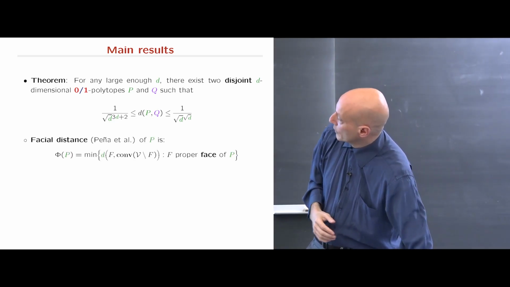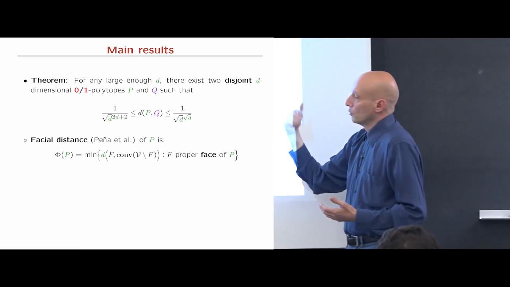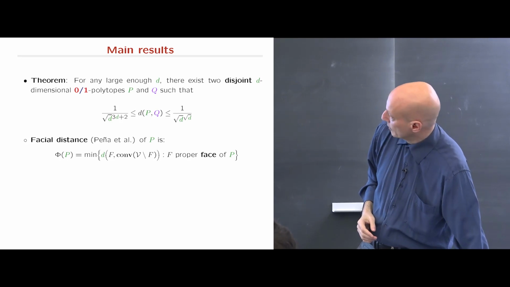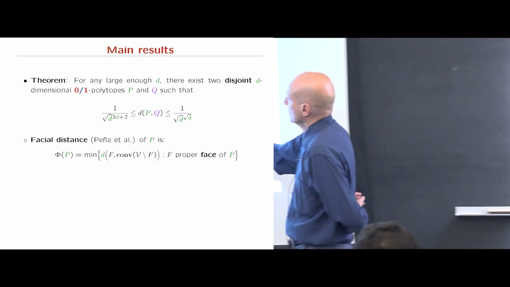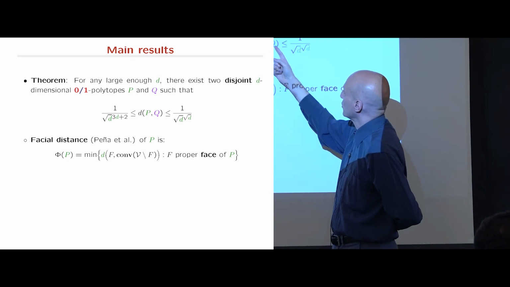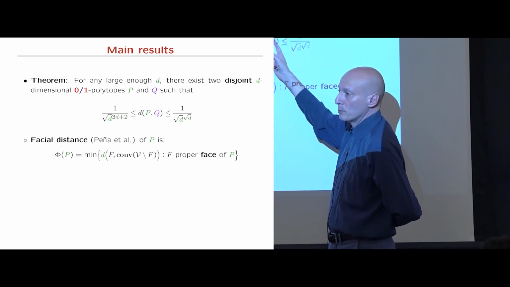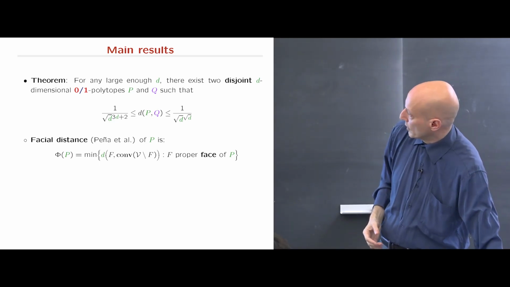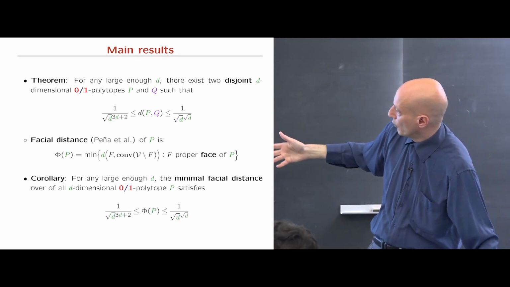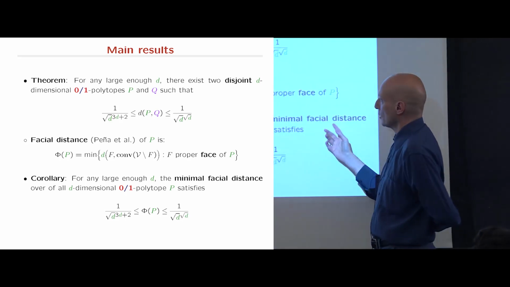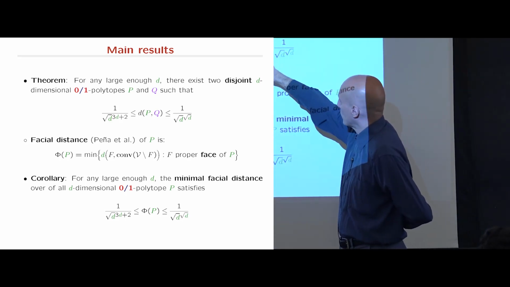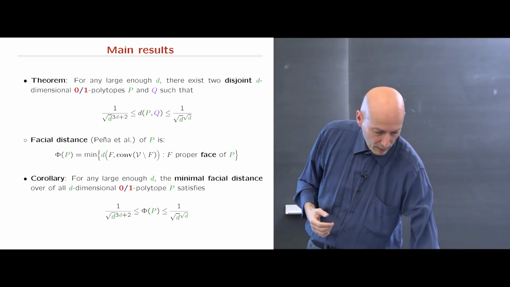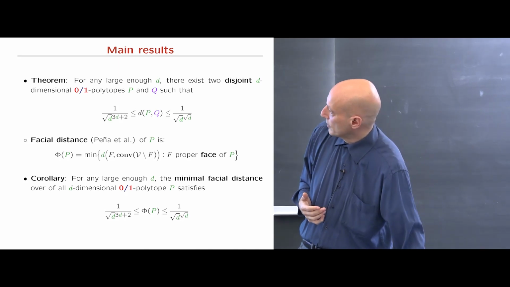Once you know this, you can revisit the facial distance, which is the minimum between a polytope and its face. I can choose P to be the remainder and Q to be a face. It will give me a bound for the worst case of the facial distance. I just plug in what I had before and I get this. For d large enough, the minimal facial distance over all possible choices, you just plug in P and this facet, will be this. As a byproduct, we are able to understand a bit better how small the facial distance could be.